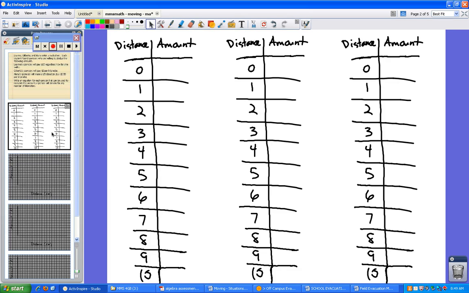Okay, let's see. It says Leanne will get paid $10 regardless of how far she walks. So at 0, she should have had $10. At 1 kilometer, she should have had $10. So no matter how far she walks, she should have had $10. So for all 10 kilometers, she only gets $10.